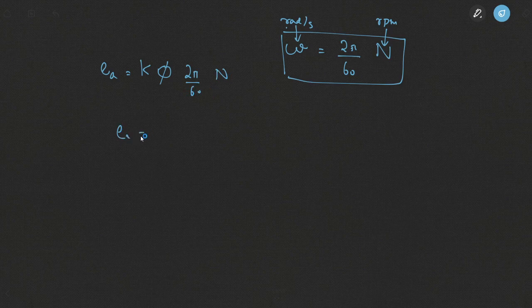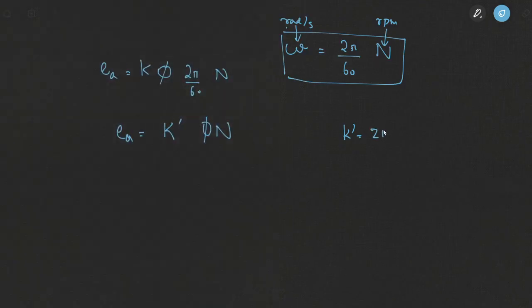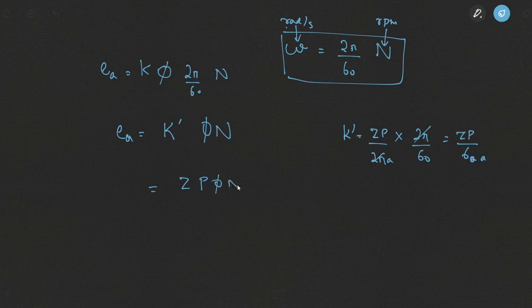So EA in this case will be K into 2 pi by 60. 2 pi by 60 is again a constant term, so if we multiply this with K, this will become K dash phi n. Where K dash is now what? K earlier was ZP divided by 2 pi A. Now we multiplied it with 2 pi by 60, so 2 pi and 2 pi cancel out. This is ZP divided by 60A. So K dash is ZP divided by 60A, or you can also write it as ZP phi n by 60A.